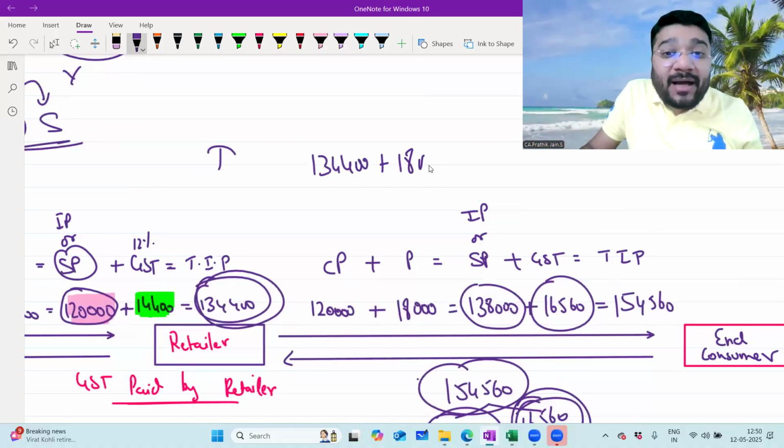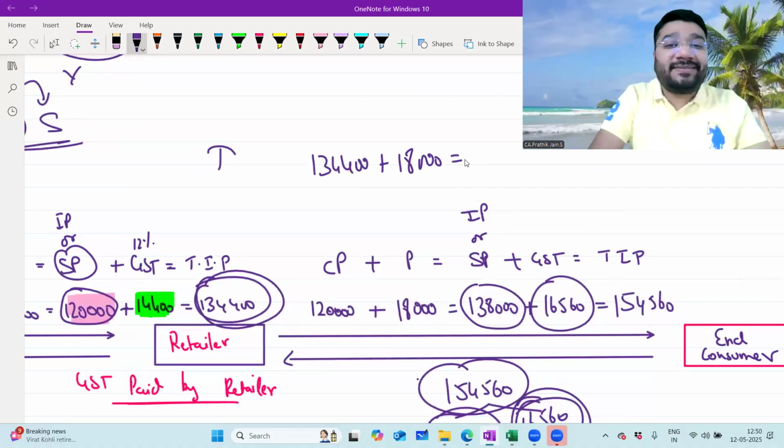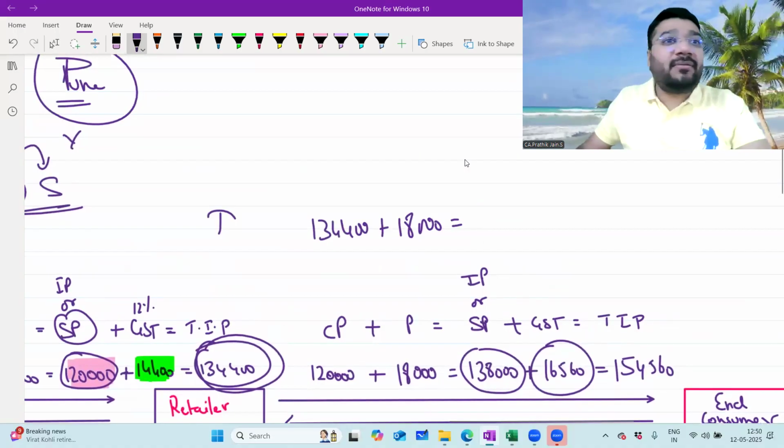1,34,400 plus profit margin 18,000. So what is my selling price? Use your calculator, not brain. I don't trust your brain.